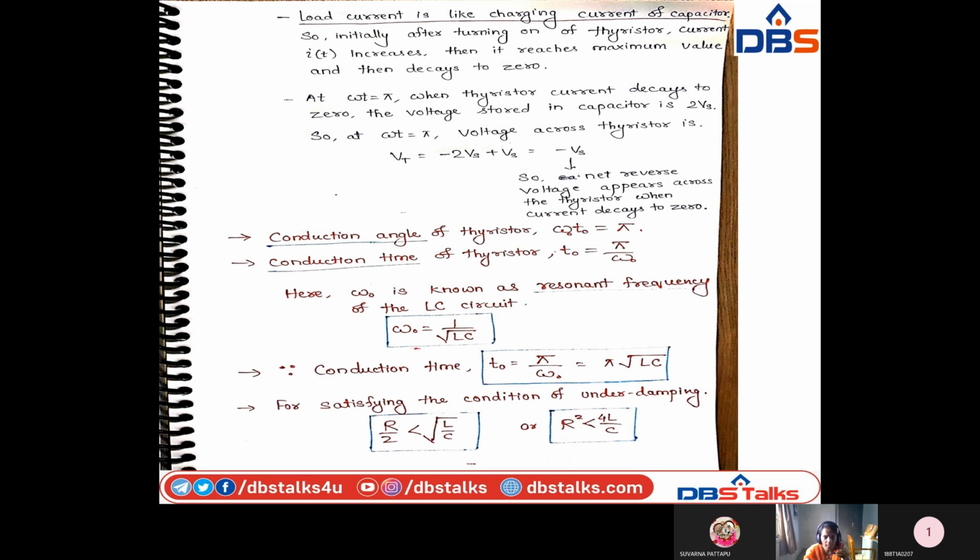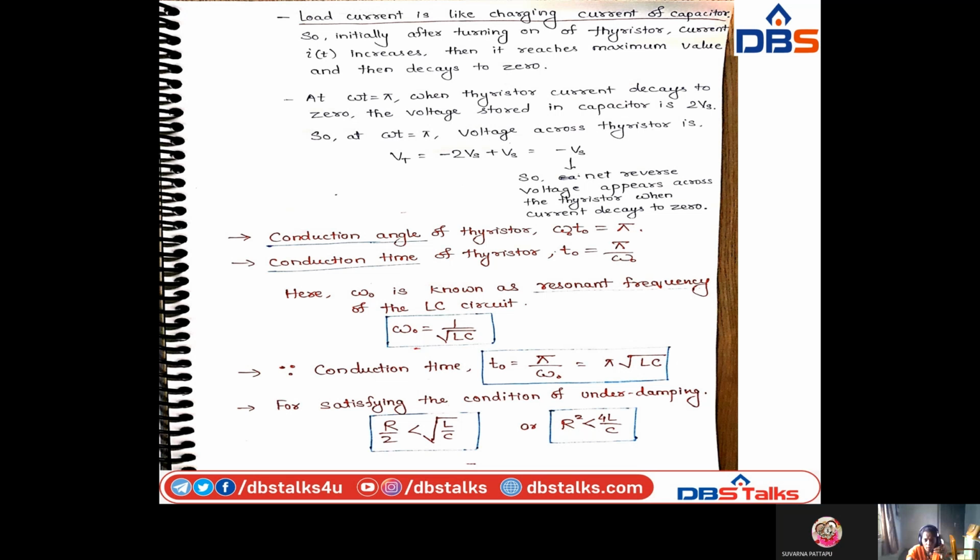So load current is likely charging current of a capacitor. Initially after turning on a thyristor, current IT increases, reaches a maximum value and then decays to zero. At omega t equal to pi, when the thyristor current decays to zero, the voltage forced in the capacitor is 2 Vs. So at omega t equal to pi, voltage across this thyristor VT equals 2 Vs.